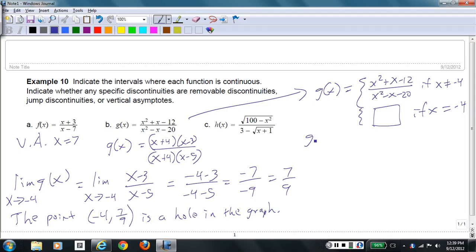So g has a removable discontinuity at x equals -4. What is the other discontinuity? Where is it? x equals 5. And at x equals 5, we'll talk more about infinite limits in section 2.5. But as x gets close to positive 5, we can also use this expression.